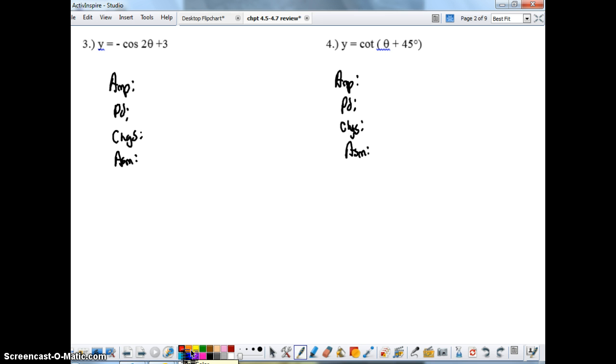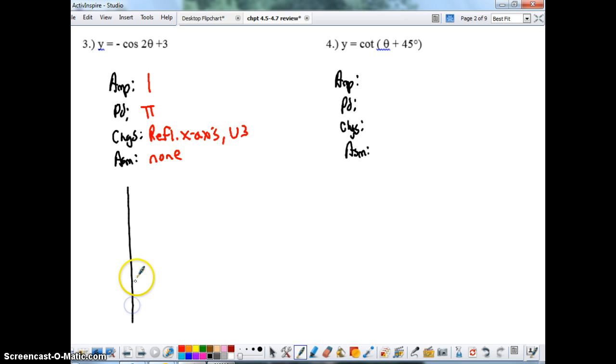Number 3, negative cosine of 2 theta, plus 3. So amplitude there is just going to be a 1. The period here is going to be pi. Take 2 pi divided by the 2. My changes are going to be a reflection over the x-axis because of the negative, and the plus 3 at the end is going to move this up 3. Asymptotes are none for cosine.